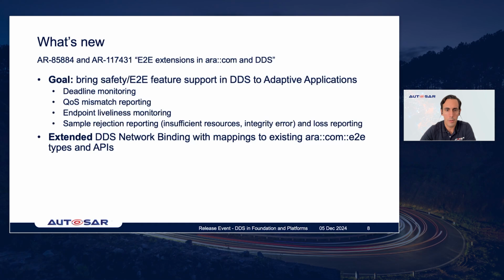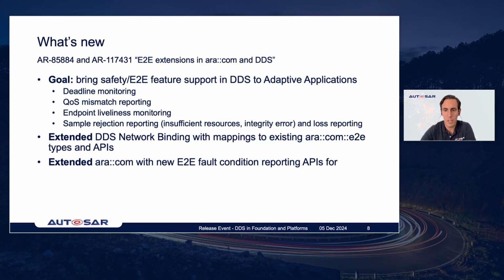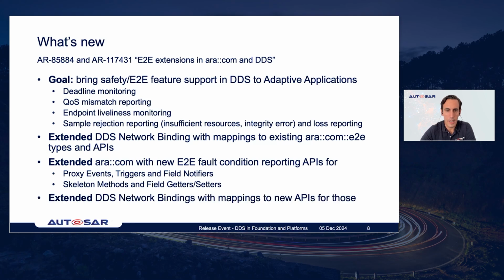And we have achieved this goal through extension of the DDS network binding with mappings to existing ara::com E2E types and APIs. But not only that, we have also extended the ara::com APIs themselves with new end-to-end protection fault condition reporting APIs for things like proxy events, triggers, and field notifiers, and skeleton methods, and field getters and setters. And finally, we have also extended the DDS network binding with mappings to new APIs for those. So as you can see, this is a great improvement towards functional safety to be implemented not only on some IP deployments, but also on DDS deployments.